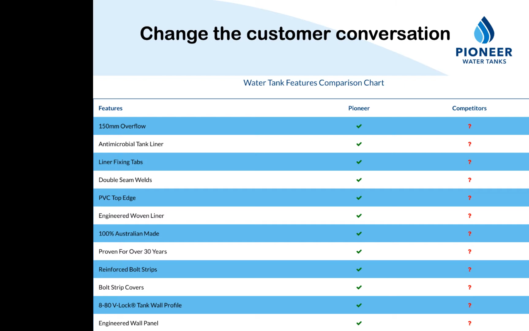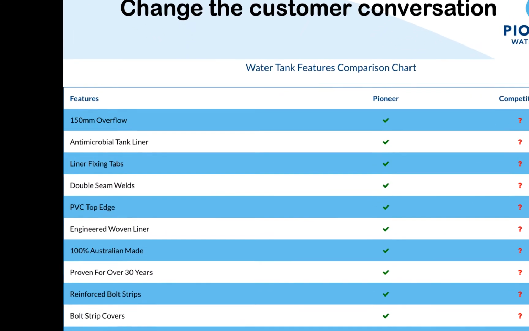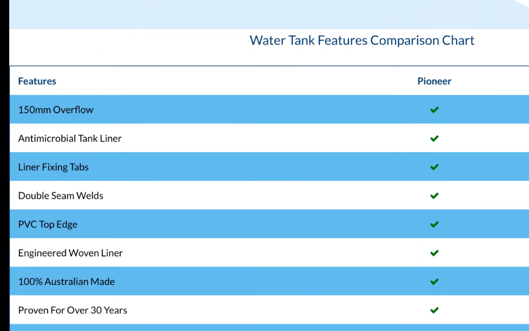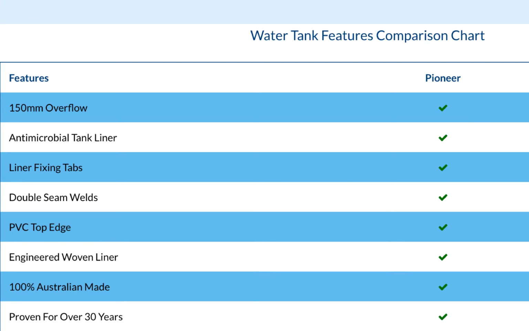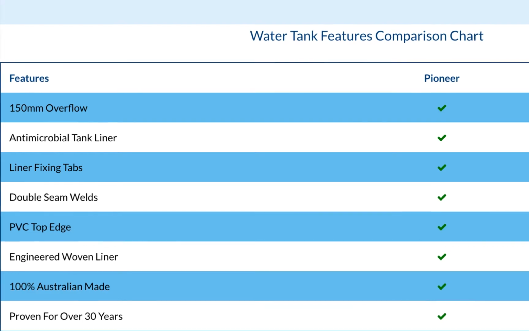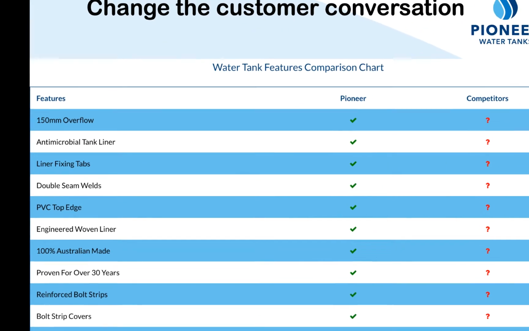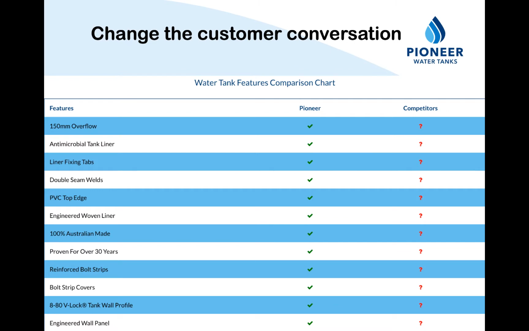So what we want to be able to showcase is the volume, the actual depth of differences that we have compared to everybody else. So what we're effectively saying to the customer is, have a look at all the features that the Pioneer water tank comes with, all the green ticks, and competitors, question mark, do they have that? So ideally what we want to be able to do is have people come to our website, see all these fantastic different features that the Pioneer water tank has, and then go to our competitors and say, well, Pioneer has this, do you have this?